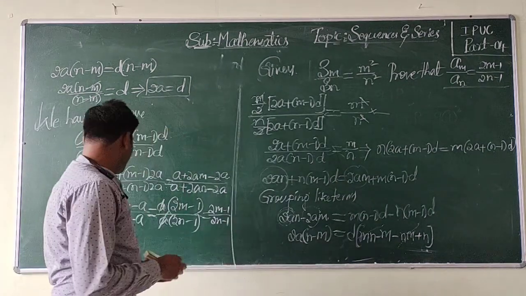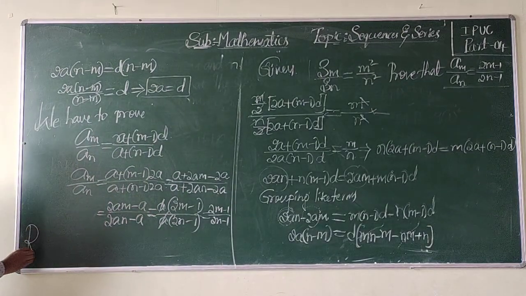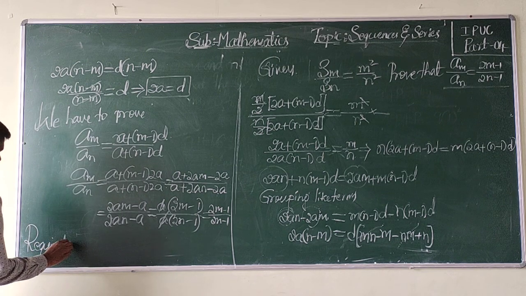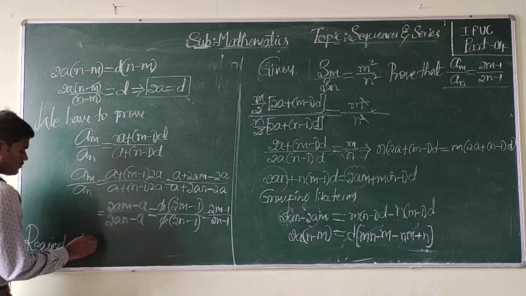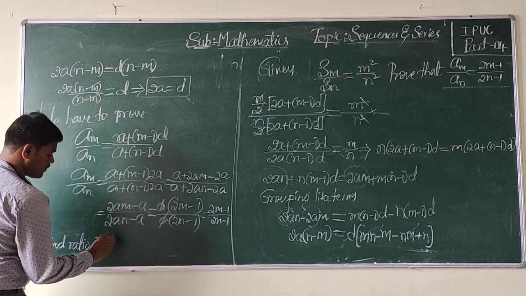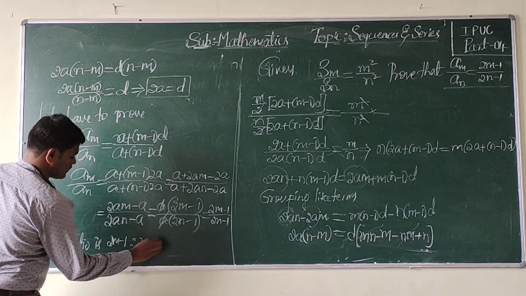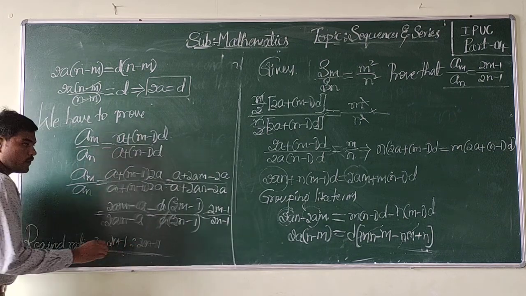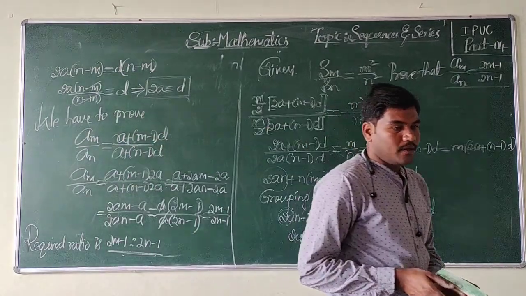Therefore, the required ratio of m and n terms is 2m minus 1 upon 2n minus 1. Hope you understood this. Okay, we understood. Next problem.